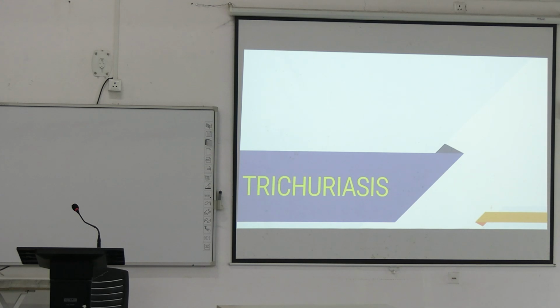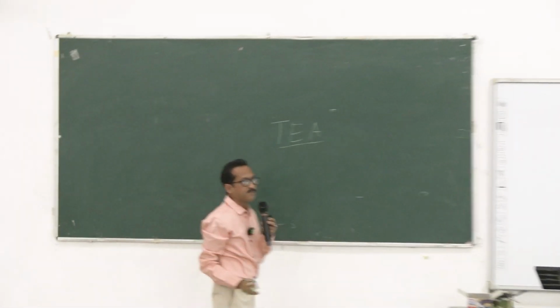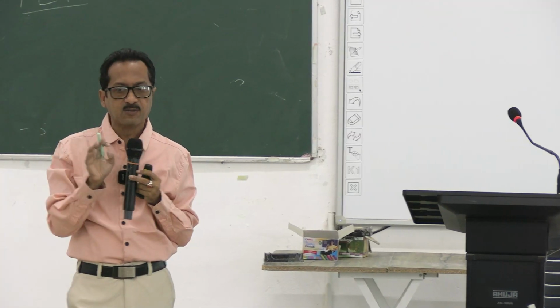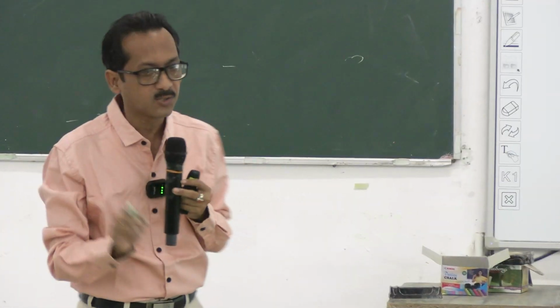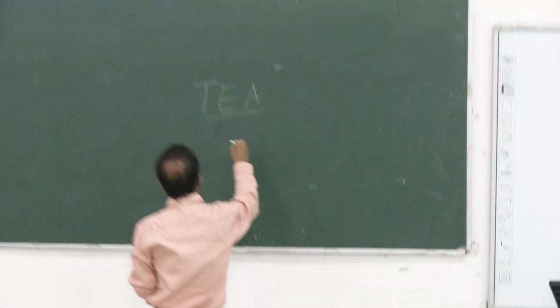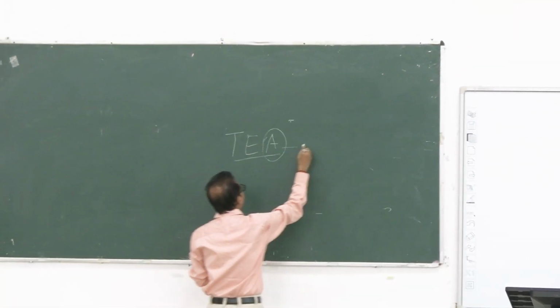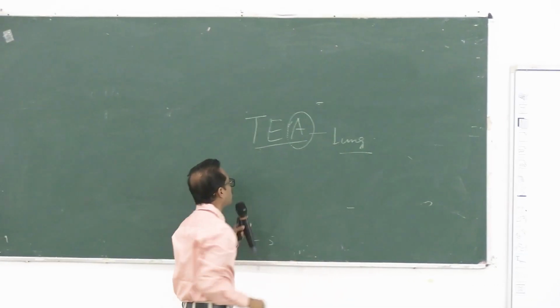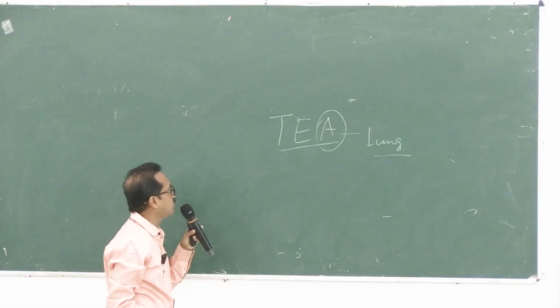Now, before I go to all the worms, there is a shortcut to remember the life cycle, because you should remember the life cycle. How should you remember it? There are 2 parts. One is Trichuris, Enterobius and Ascaris. The life cycle is almost the same, except Ascaris goes through the lungs, the other two do not go through the lungs.